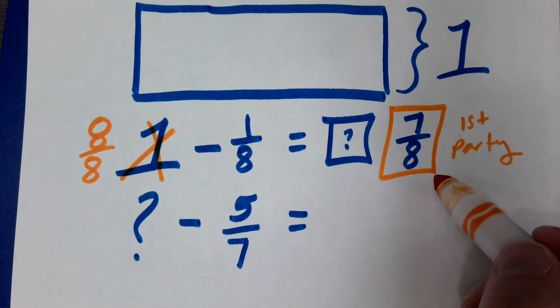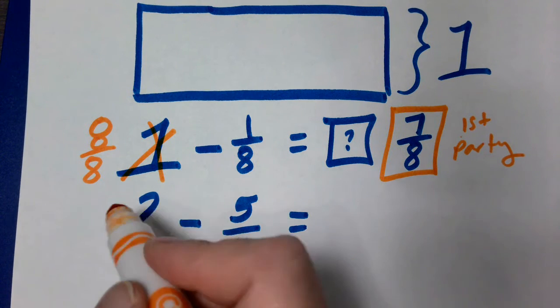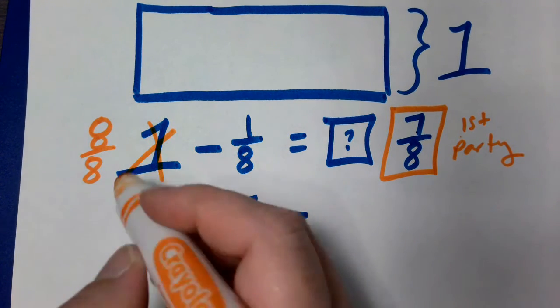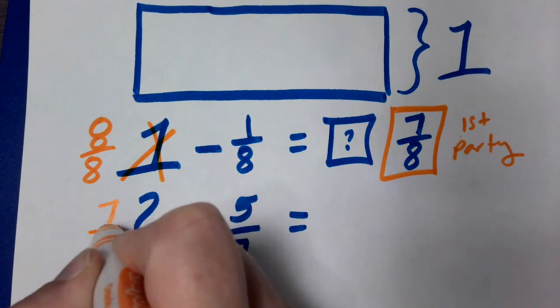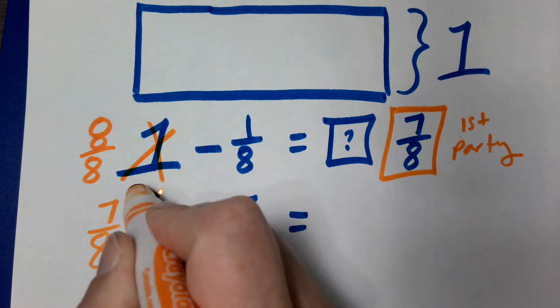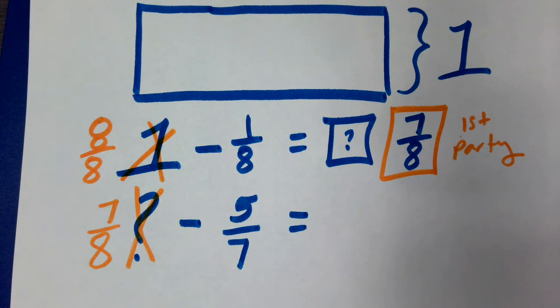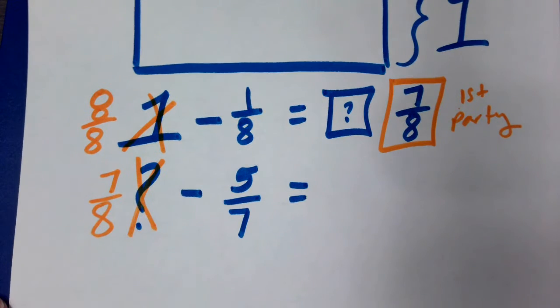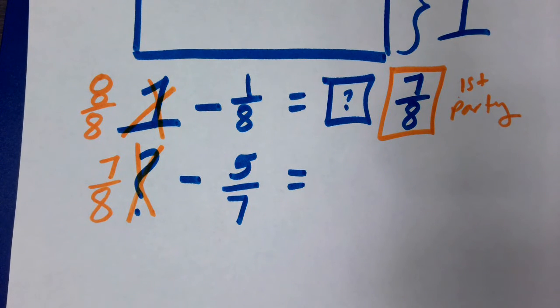So 7/8 is left. Okay, so I'm going to put the 7/8 in here and substitute that for this question mark, because now I know what the question mark stands for. 7/8. And I'm going to subtract 5/7. So you'll notice for this question, we have to subtract multiple times, and that's okay.